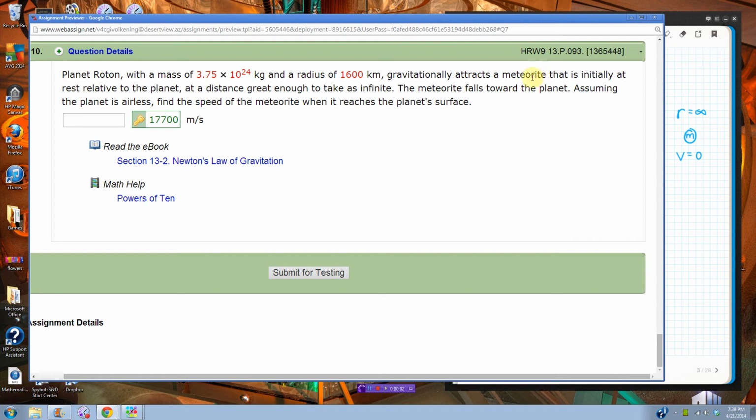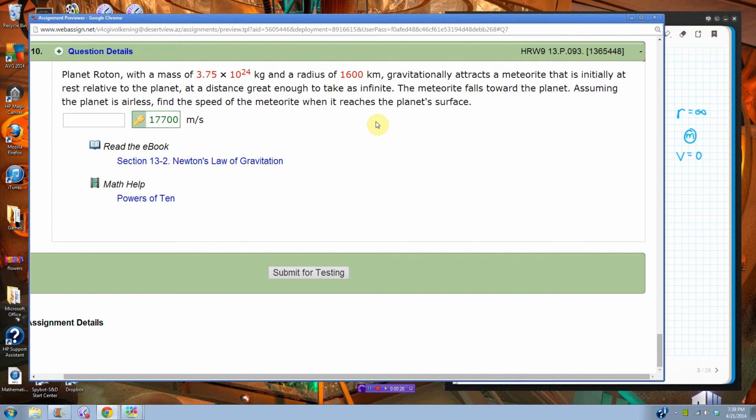This is HRW913P093. Planet Roton, with a mass of (and then they give you the mass) and a radius of blah blah blah, gravitationally attracts a meteorite that is initially at rest relative to the planet at a distance great enough to take as infinite. The meteorite falls toward the planet. Assuming the planet is airless, find the speed of the meteorite when it reaches the planet's surface.